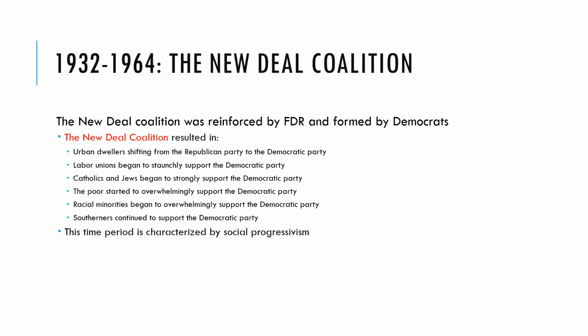From 1932 to 1964, we get the New Deal Coalition. The New Deal Coalition was reinforced by FDR and formed by Democrats. Because of the unbelievably poor nature of the country during the Great Depression, the Democratic Party putting into effect the New Deal plans that were really put in place to impact everyone and help everyone had a major impact on the success of the party. And because of how bad the country is during this time period, it unites a lot of people towards a common goal that normally would not have worked together on anything.